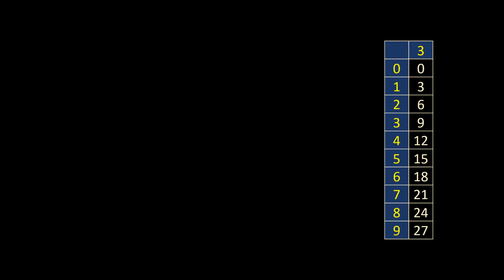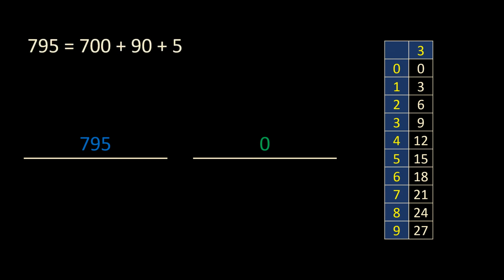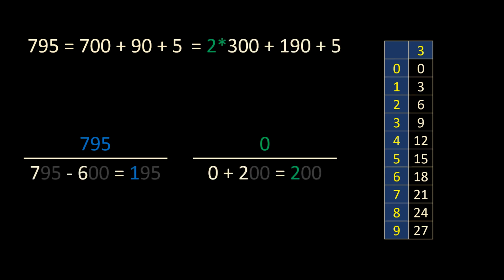When we divide the number 795 by 3, we will treat the number 795 as the sum of 700, 90 and 5. First, we will try to subtract as many multiples of 300 as we can from 700. From the multiplication table, we know that the largest multiple of 3 we can subtract from 7 is 6, which is 3 times 2. Therefore, we subtract 600 and add 200 to the count.